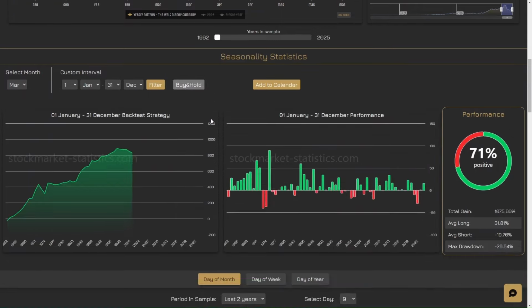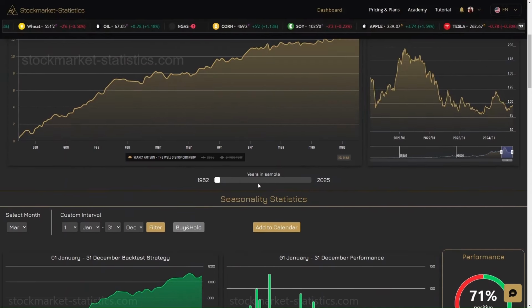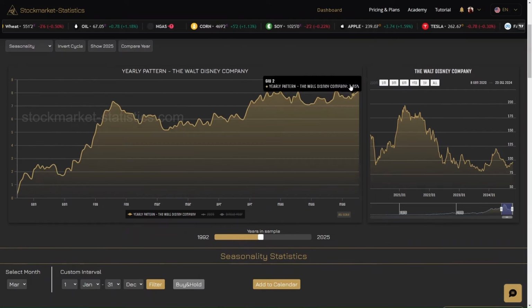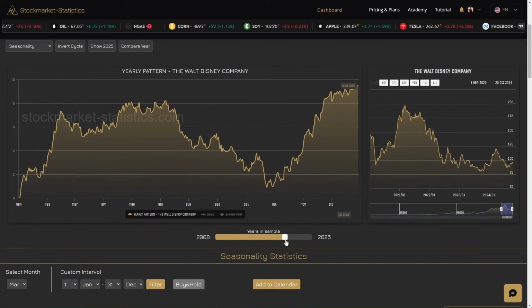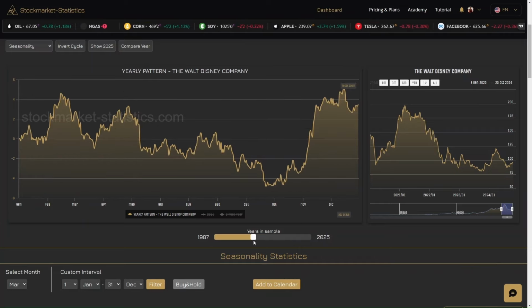Our database contains market data since the inception of each market. We can adjust the sample years and observe how the seasonality trend has changed and evolved over time. For example, by checking if the trend of recent years has remained stable compared to the past.